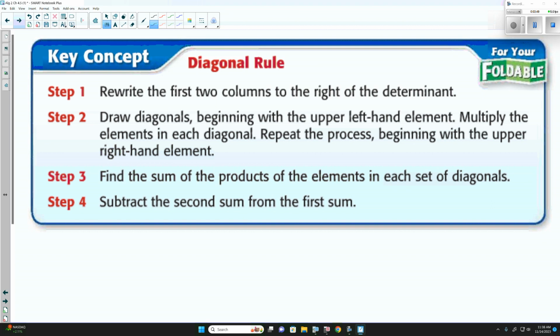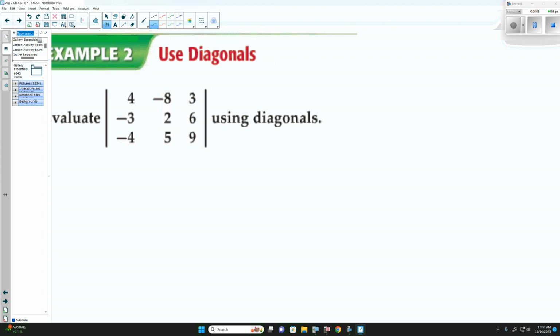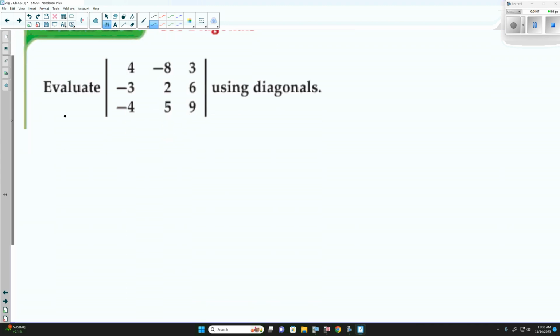Now we're going to do a third-order determinant. Now these are the rules, right? You write the first two columns to the left of the determinant, draw diagonals beginning in the upper left, multiply the elements in each, and repeat the process beginning with the upper right. Find the sum of their products, and then subtract the two from each other. So, a lot of information there.